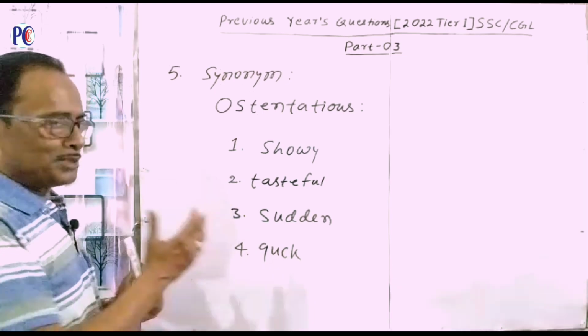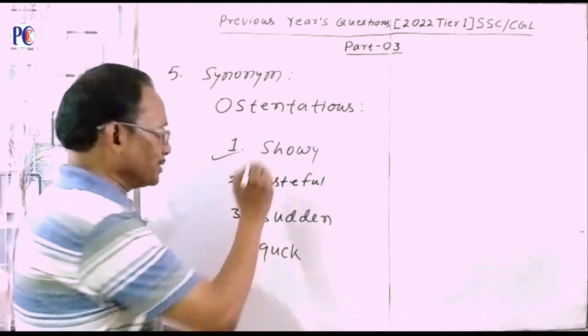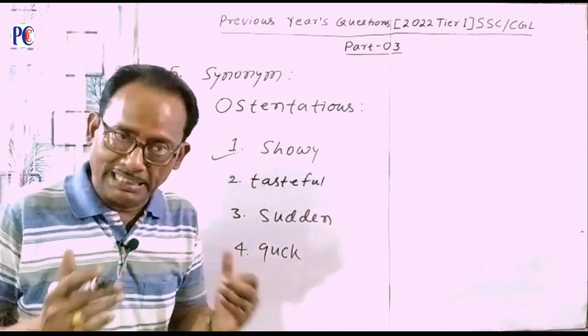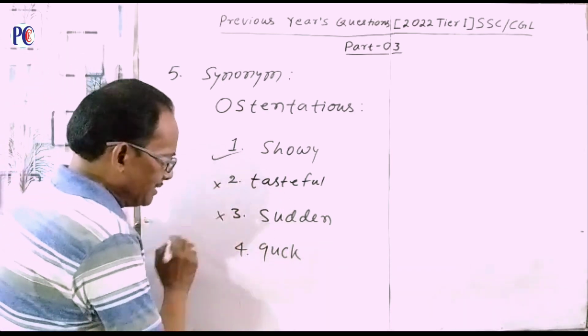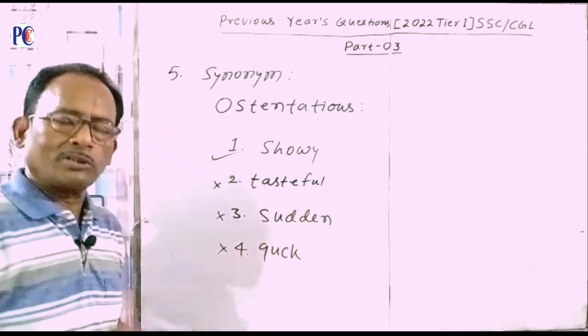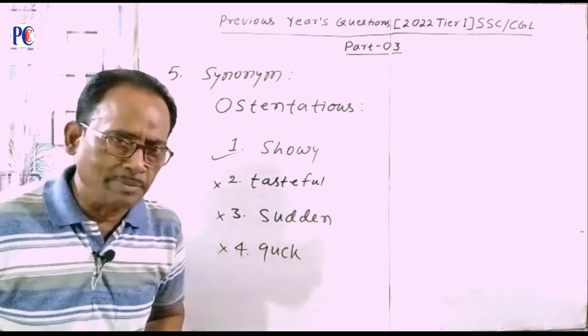Now, on the basis of this meaning, let us examine the options. Number 1 is the right option, showy. That matches with the meaning of the given word ostentatious. Tasteful, matchless, sudden, has nothing to do with this. Quick is also useless here. So, options 2, 3 and 4 are easily eliminated.